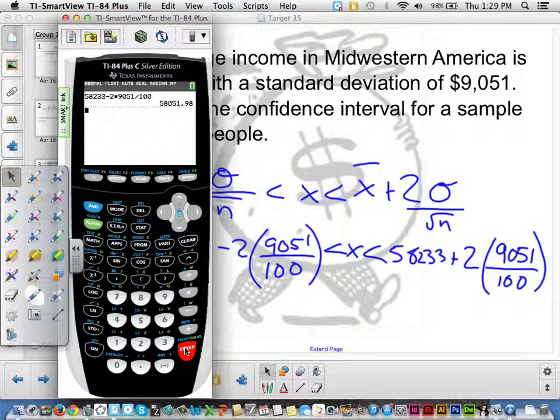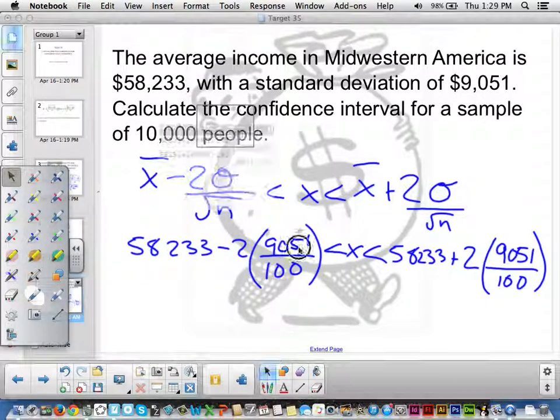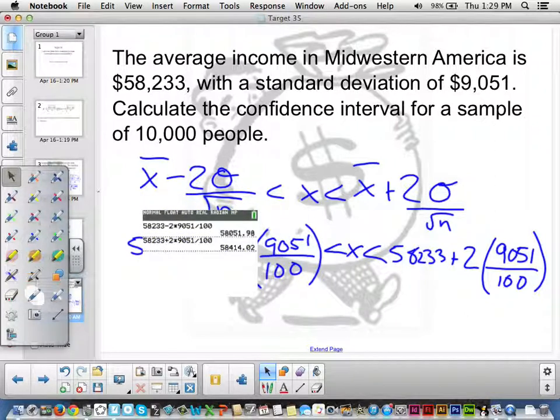So there's our lower bound. Now we'll get our upper bound by changing this to plus. So we are 95% certain that given a sample of 10,000 people, the average income will be between $58,051 and $58,414.